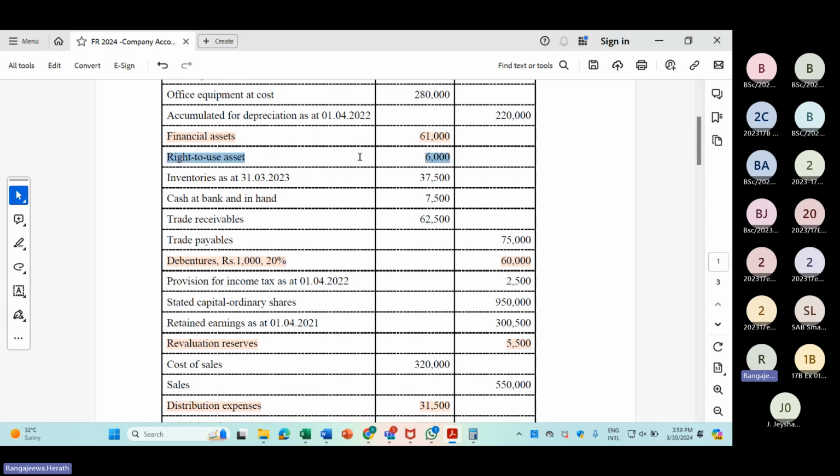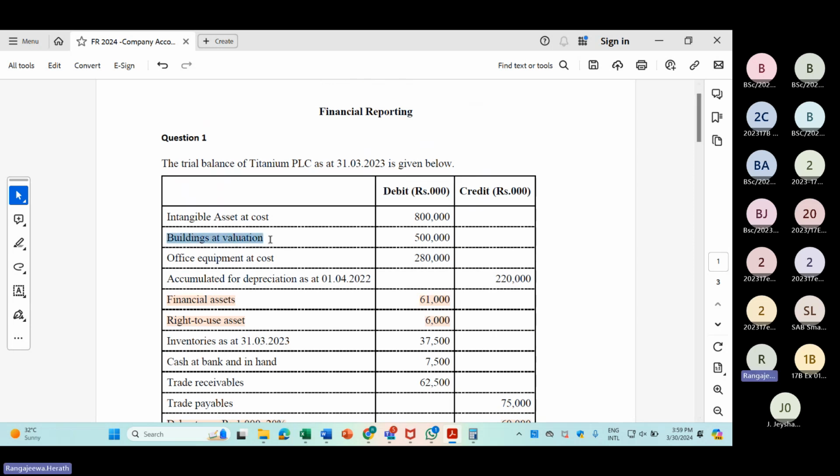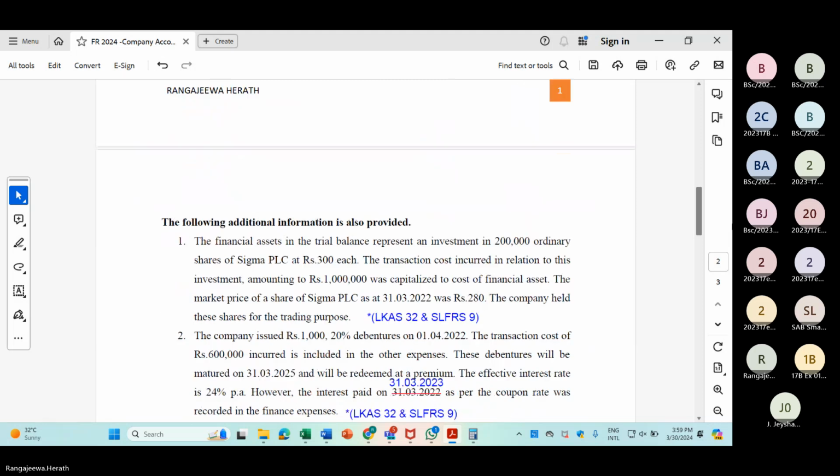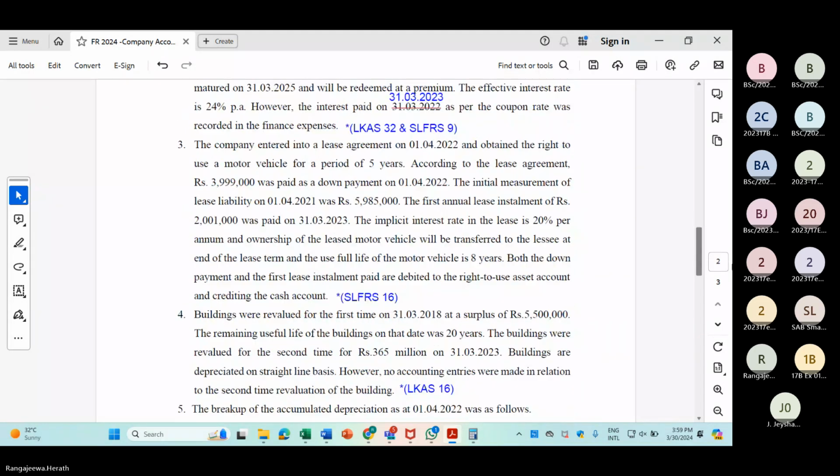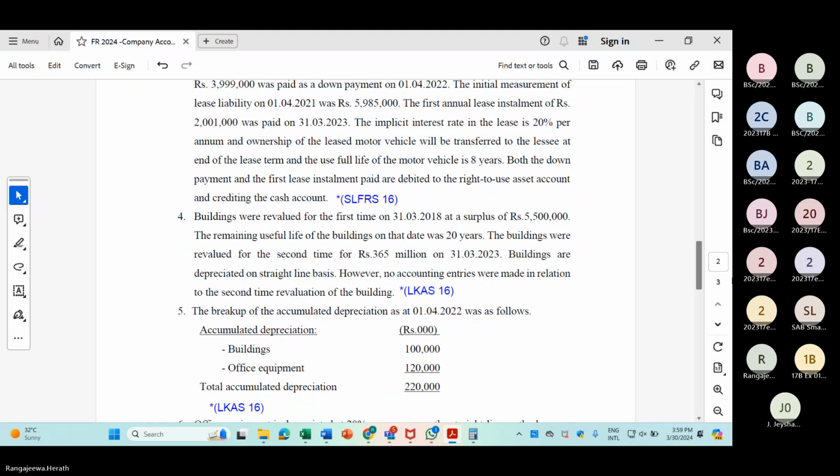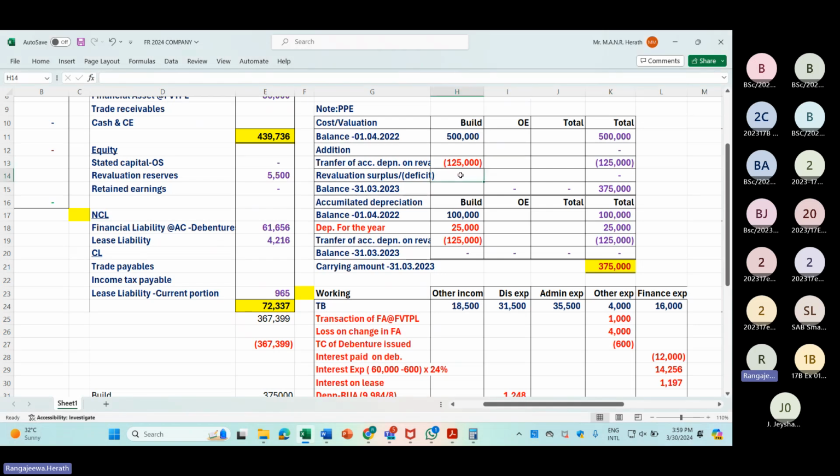So we have already taken the right of use asset. And building at valuation already considered. Accumulated depreciation we are taking now. So second time revaluation for 365. Now here we have 375. Revalue for 365 means we have a deficit of 10,000. Revaluation deficit 10,000.